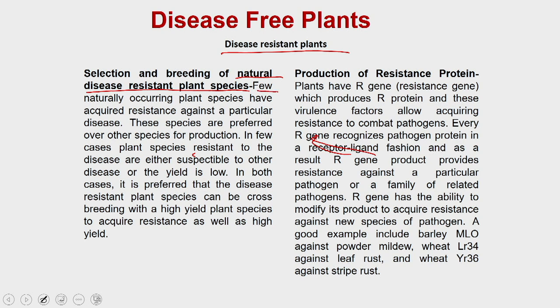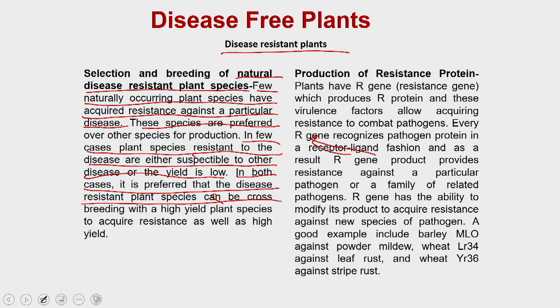So in those cases, a few naturally occurring plant species have acquired resistance against a particular disease. These species are preferred over other species for production. In a few cases, the plant species resistant to the disease are either susceptible to other diseases or their yield is low. In both cases, it is preferred that the disease resistance plant species be crossbred with a high yield plant species to acquire resistance as well as the high yield.